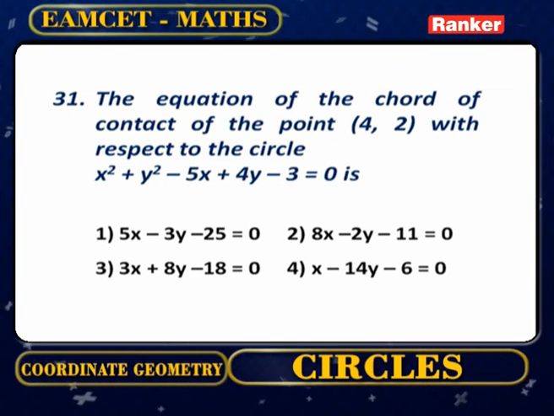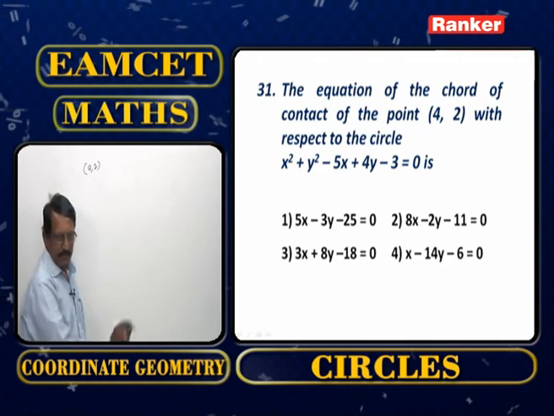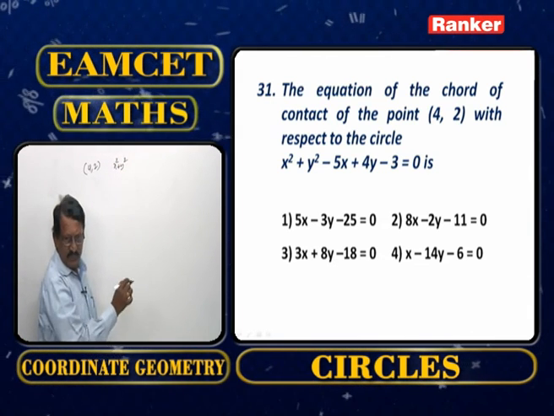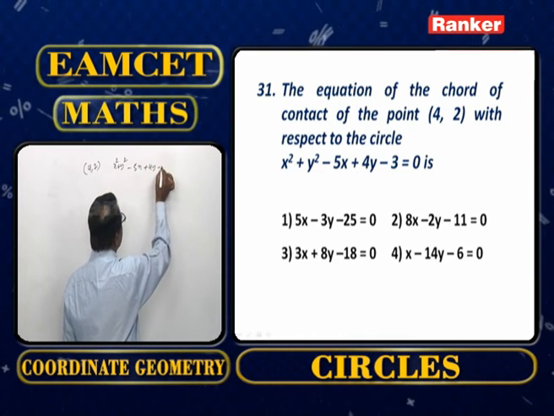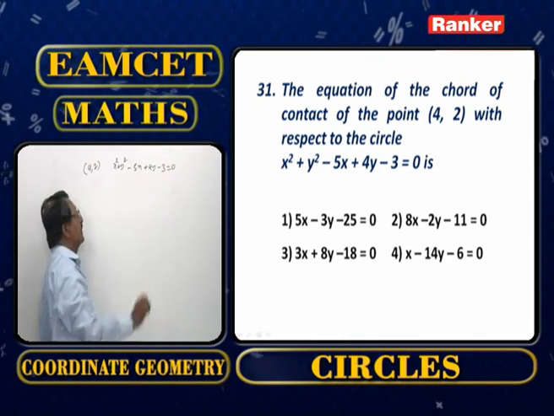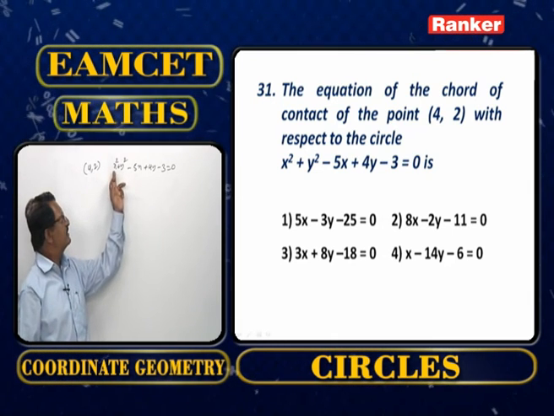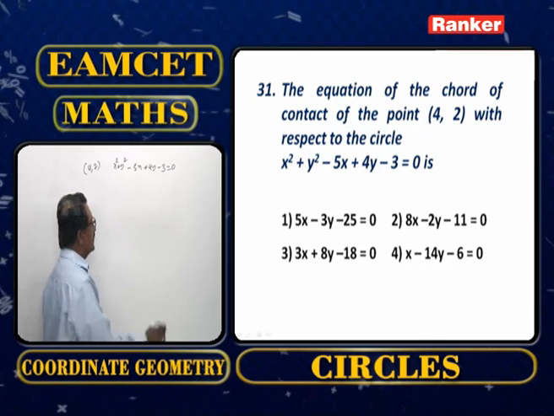The equation of the chord of contact of the point 4, 2 with respect to the circle x square plus y square minus 5x plus 4y minus 3 equals to 0.